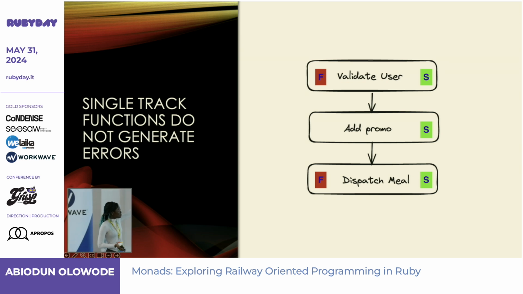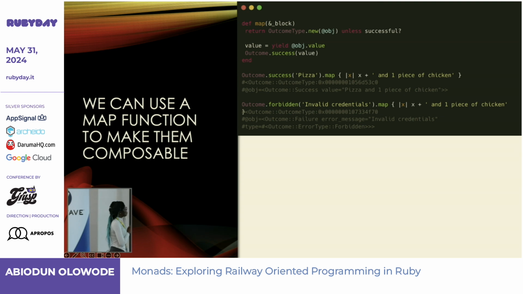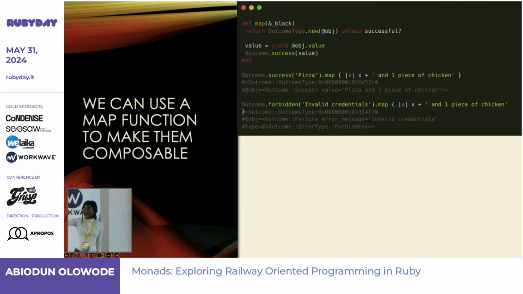In this case, as I said, maybe you validate the user. It's a failure or a success. You get to add promo, it's just a success. And then you have to move to failure or success. How do we bind all of this together since this doesn't return an outcome because it's not something that fails? We can do this via a .map. Can you see that? We can create a map function for our outcome. And if it's a failure, we just return an outcome type so that you can continue to bind it with other functions. Else, we yield the value, and at the end, we send a success.